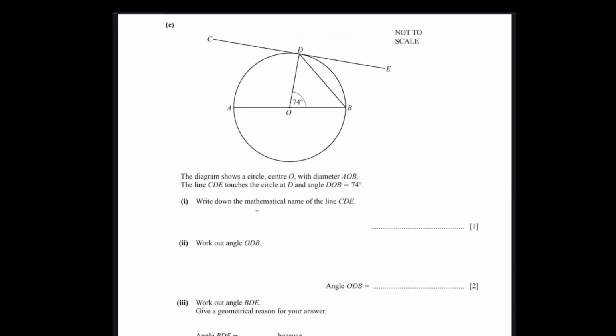The diagram shows a circle center O with a diameter OAB. This is the center, and AOB is the diameter. The line CDE is touching this circle at D. So this is the D. And the angle DOB is equal to 74 degrees. So DOB, this is 74 degrees. Write down the mathematical name of the line CDE. So this line which is touching this circle at one point is called what? It's called tangent.